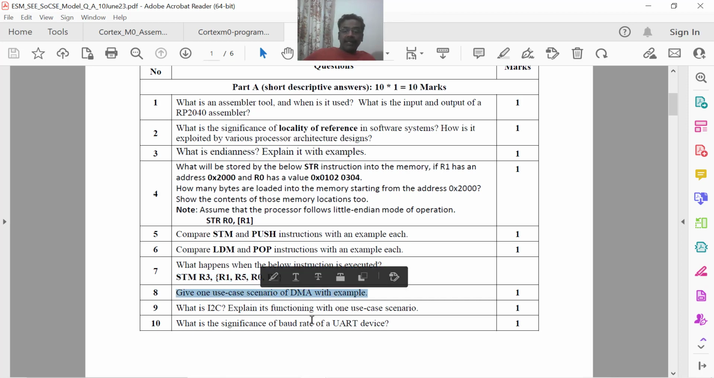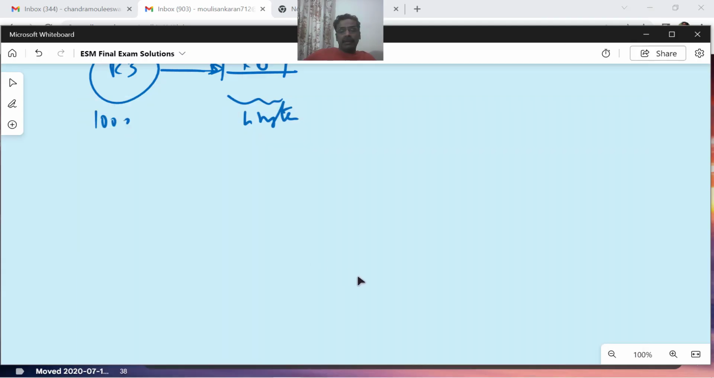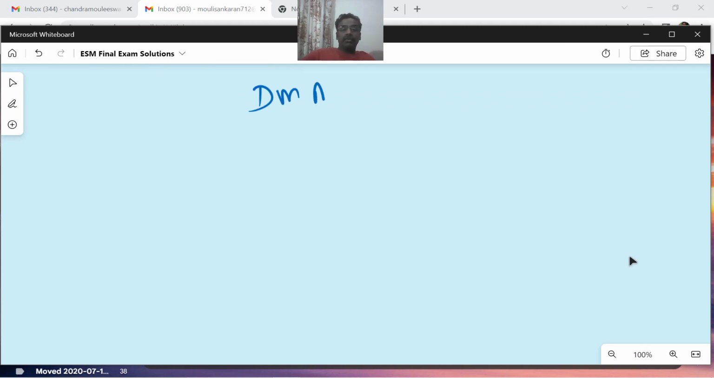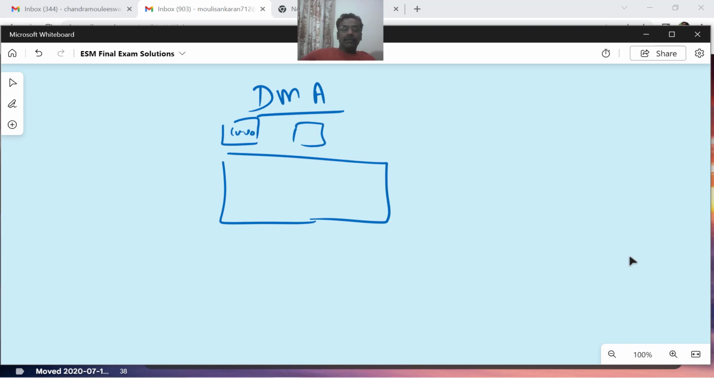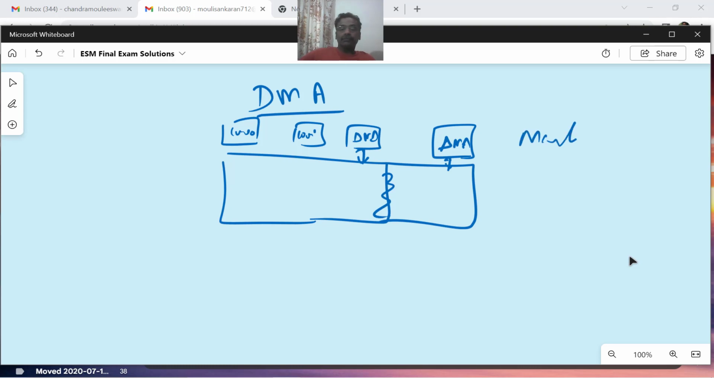Give one use case scenario of DMA with example. Now DMA is going to be covered in great detail in a later question also. Here I am going to just talk about a small simple example. If you recall, I told you that core 0 is sitting here at the top as a master, and then the DMA has two ports. Let me extend this DMA. One is writing. Okay, there are two ports. These are all master ports.